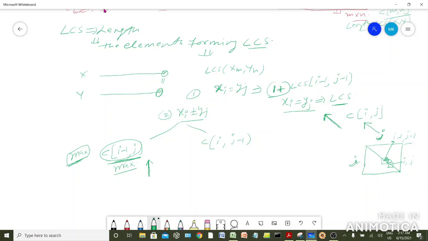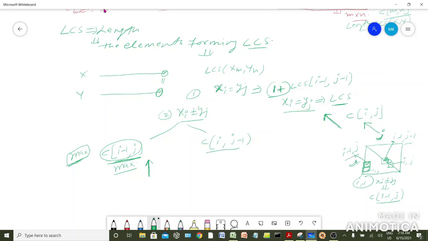Because if I was here, at i and j, and in the case of i and j xi was not equal to yj, it means I need to consult the entry which was C of i minus 1 and j. Where will C of i minus 1 and j come from? From here, just by decreasing the row number. So if this is ij, then this entry is i minus 1 and j. So this is the logic behind putting a vertical arrow.